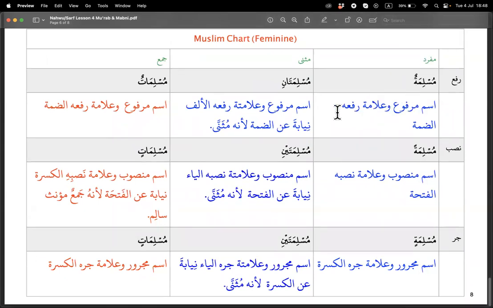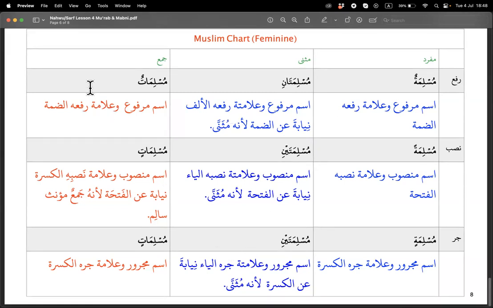Same thing for the dual, muslimatani. Again, what's the sign for the marfu here? The alif. Yes, and for the nasab and jar it will be the ya. So we say the same thing. It's marfu bil alif, mansub bil ya, majrur bil ya. It's not the default. So niyabatan anil dhamma or fathah or kasrah, and then li'annahu musanna. So exactly the same as the dual masculine. The ta tells you feminine, but in Arabic we don't talk about it at all.